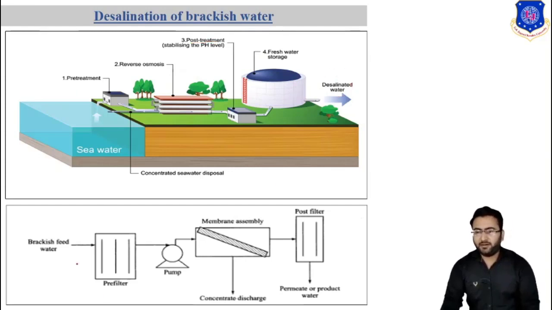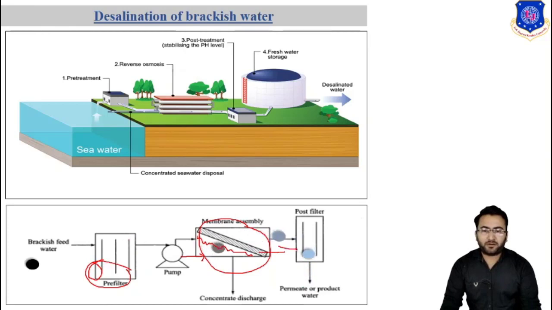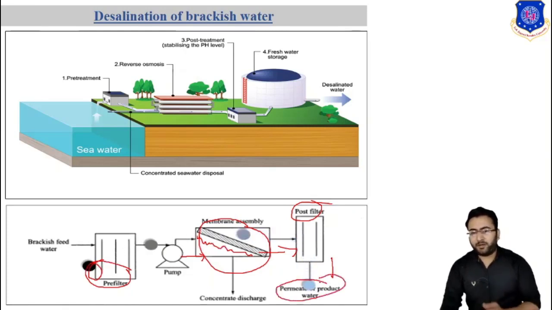It is necessary to pre-filter the brackish water, because if we do not purify it, we will get accumulation of solute on the membrane surface, which results in concentration polarization and fouling. So it is required to first pre-filter the brackish water, then the water passes to the reverse osmosis membrane assembly, and again passes through a post-filter to stabilize the pH of the water, and we will get pure water as the product in the permeate. So this is all about the desalination of brackish water.